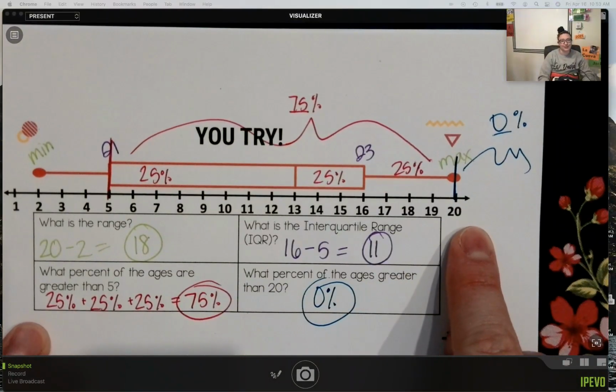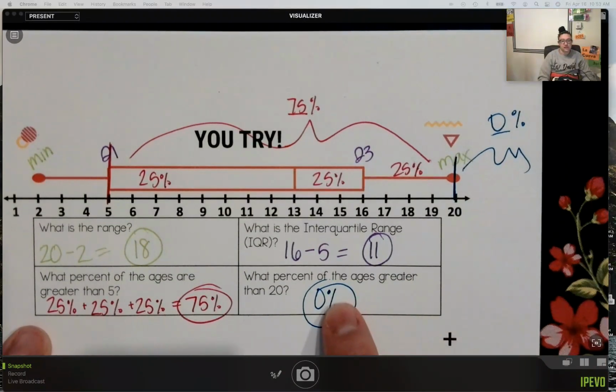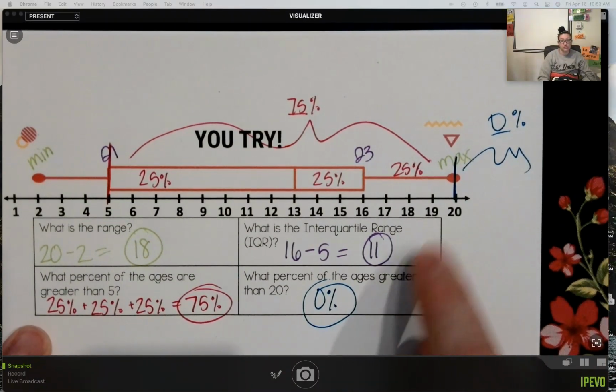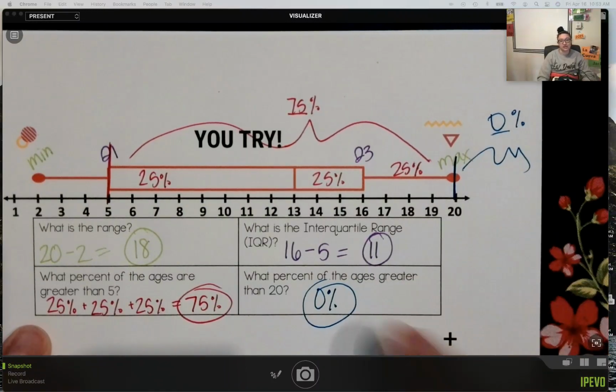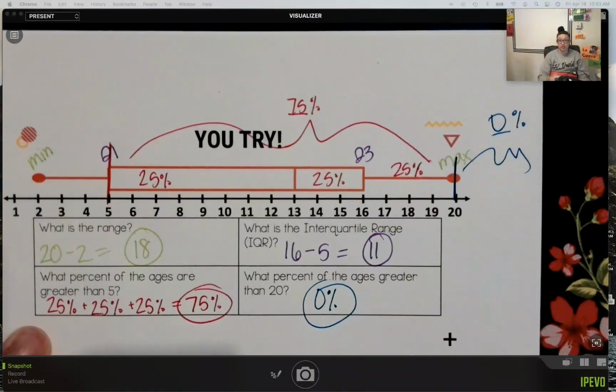And this last one was kind of a trick question. What percent of the ages are greater than 20? Here's 20, but nothing is greater than it. So that's 0%.